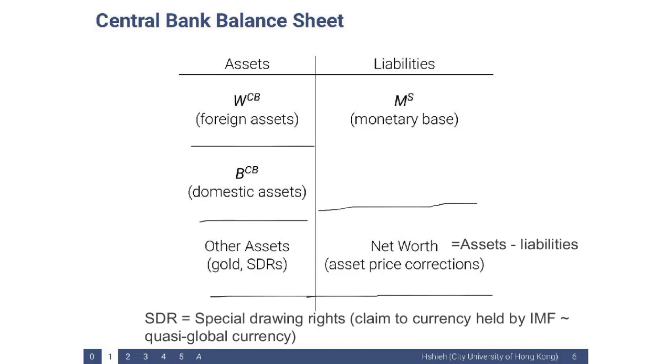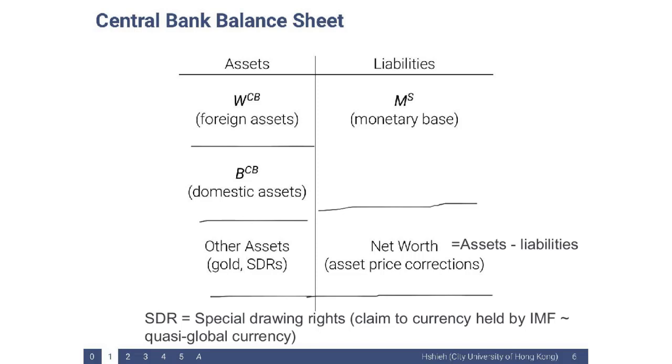A typical central bank's balance sheet essentially has three components, if you want to put them in categories. They have foreign assets, which I'll usually denote using W. CB stands for central bank. W I use for foreign assets, B for domestic assets, and other assets, gold, and SDRs. SDRs are special drawing rights, which is more or less an international currency set by the IMF. You can think of it as a universal currency, but it's benchmarked to a basket of currencies. We won't talk about this so much, other assets. We'll basically talk about foreign and domestic assets on a central bank's balance sheet.